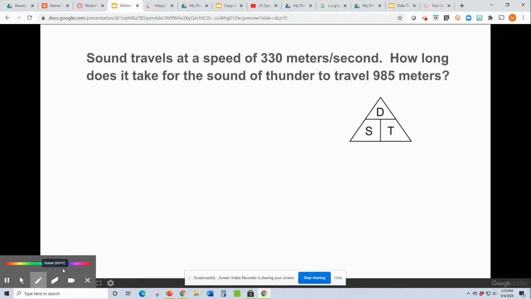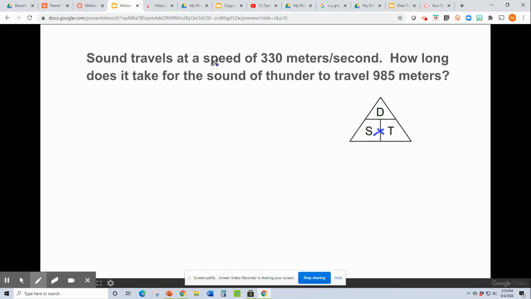Or if you're asked to solve for distance, pretend that's not there, and you take your speed number and multiply it by your time number. So you can use this little equation triangle, and whichever two things you're given, it will help you figure out what to do with them in order to solve for the third thing.